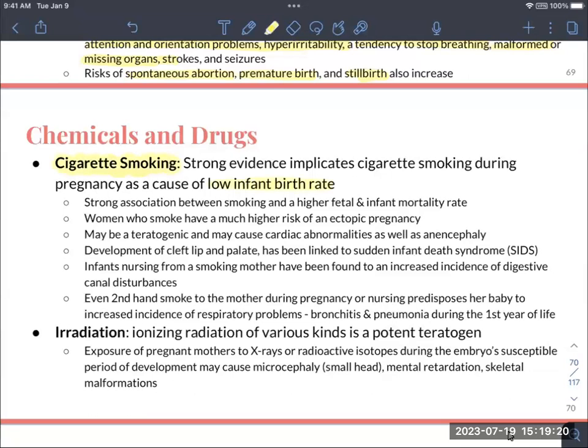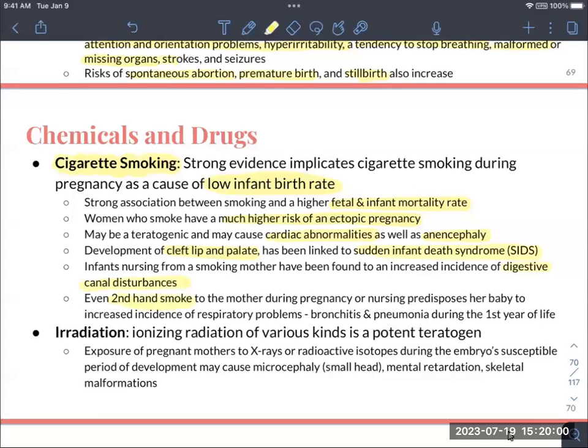Another one, cigarette smoking can cause low birth weight. Can cause fetal and infant mortality. There's a much higher risk of ectopic pregnancy. Can cause cardiac abnormalities, anencephaly, cleft palate or lip, SIDS, sudden infant death syndrome. If that mother is smoking while nursing, it can cause digestive canal problems.